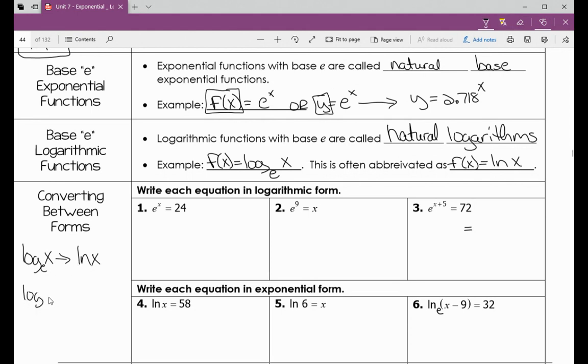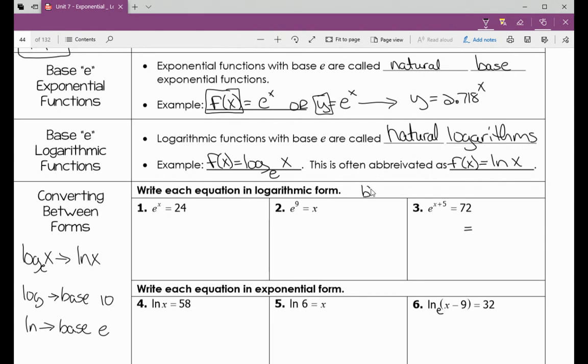LOG, the button on your calculator, is a base 10 button or logarithm, and natural log is a base e. Normally, you do not see either one of those. You do not see a 10 here or an e here. They're understood to be there. So we're going to write each exponential in logarithmic form.